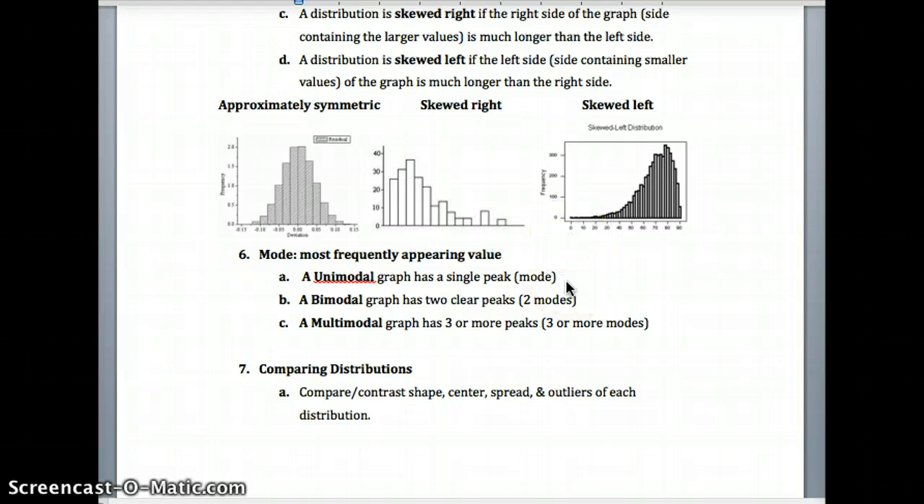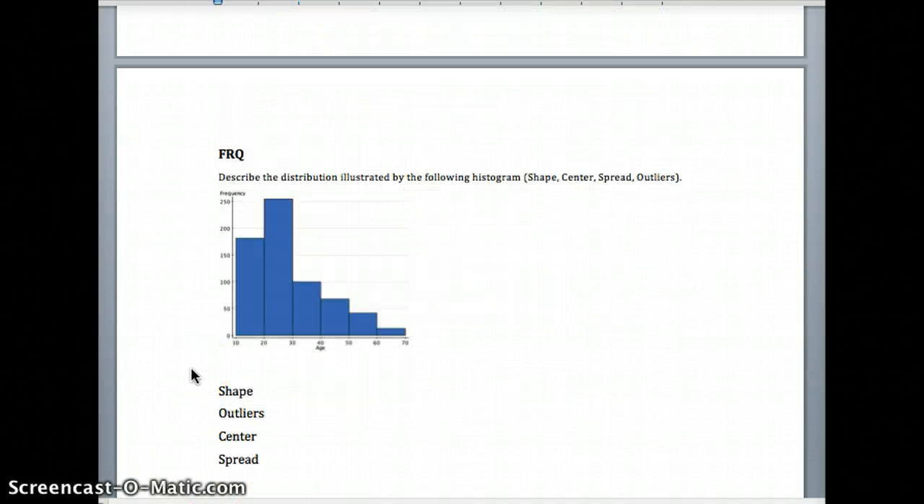Unimodal, one mode, one peak. Bimodal, two modes, two peaks. Multimodal, three or more. Here is your free response question. I want you to comment on the shape, outliers, center, and spread. Just give a visual estimate of outliers.